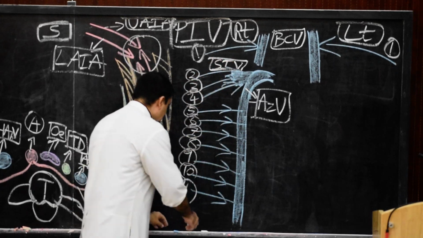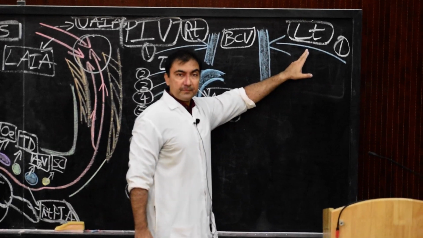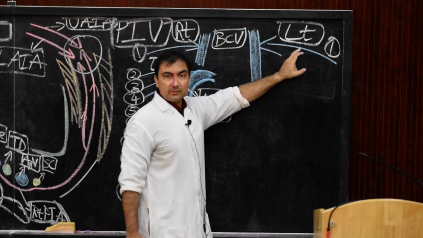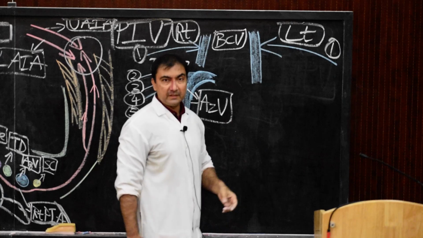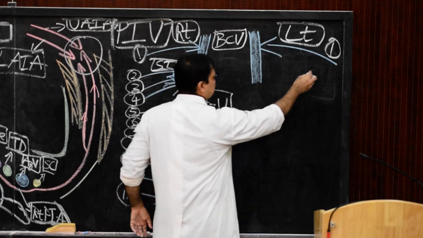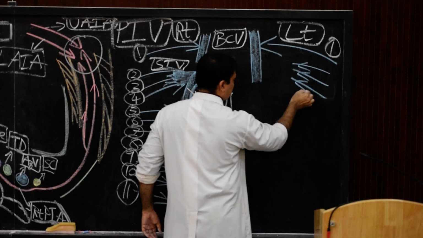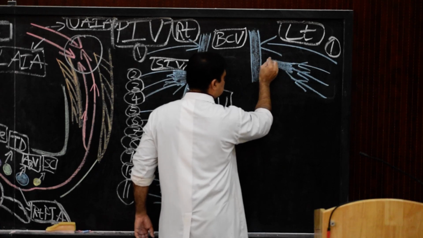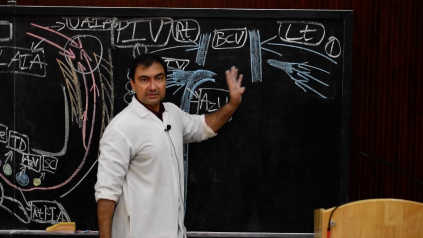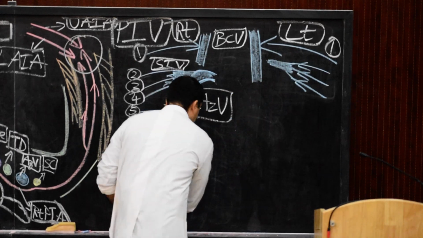Now coming to the left side. On the left side, we start with the left first posterior intercostal vein, which is draining into the left brachiocephalic vein. Now here on the left side, similarly the second, third and fourth will join and form the left superior intercostal vein. Just as on the right side, on the left side also second, third and fourth will join.